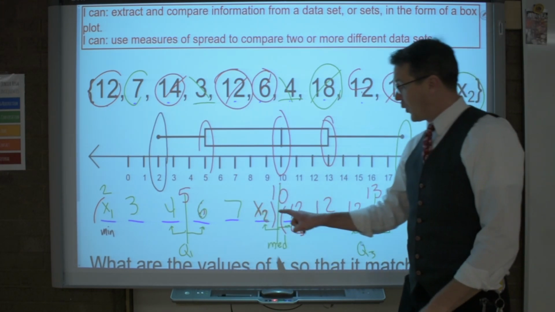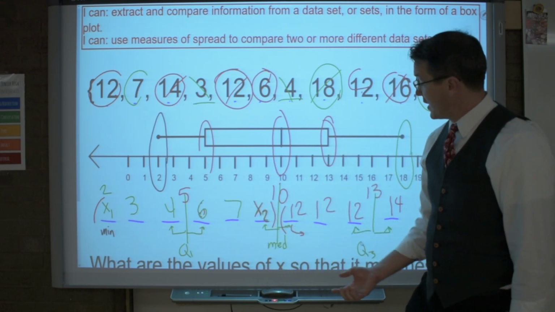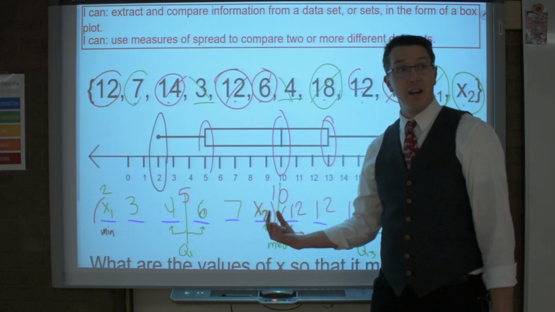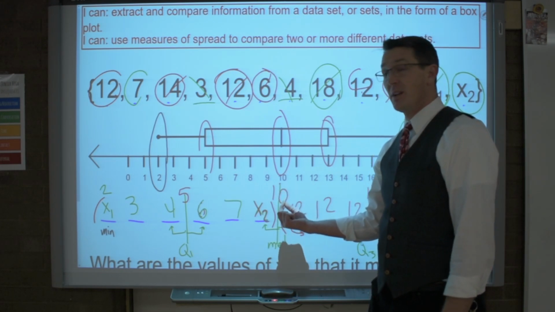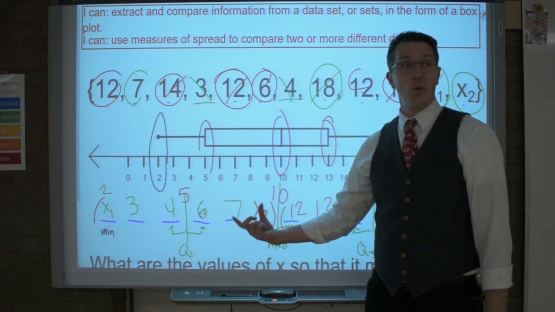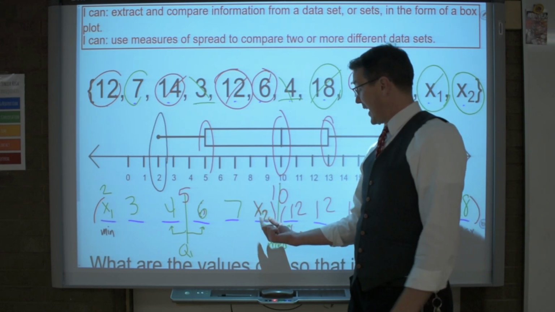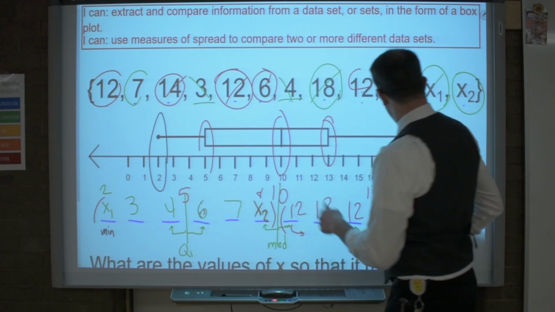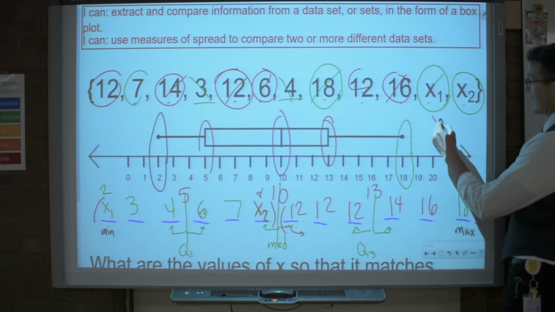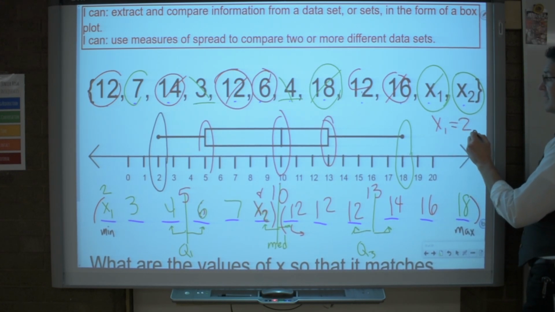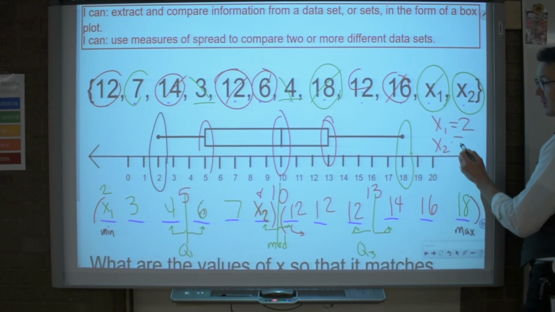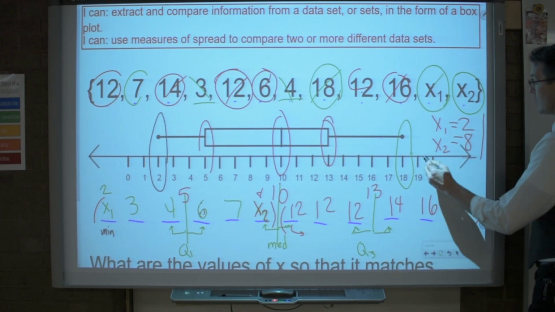All I got to do is figure out what x sub 2 has to equal. So I say 12 plus what, divided by 2, equals 10. Well, 12 plus 8 is 20, divided by 2 is 10. So x sub 2 has to equal 8. So the way I'd put that in my answer is I'd say x sub 1 equals 2, and x sub 2 equals 8. And those are the solutions.